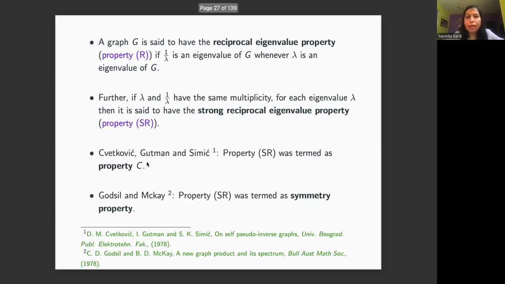Later we observed that property SR, where lambda is an eigenvalue, then 1 by lambda is one too, with the same multiplicity for each lambda, was already defined as property C by Ketkovic and others in 1978. Similarly, property SR was termed the symmetry property by Godsil and McKay, also in 1978. But the characterization of graphs was not done. They had used it, in the case of trees, to construct certain graphs. That way, these things were connected.